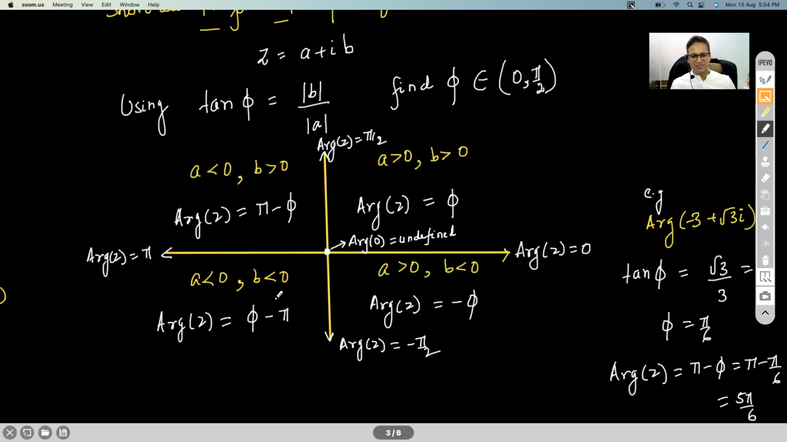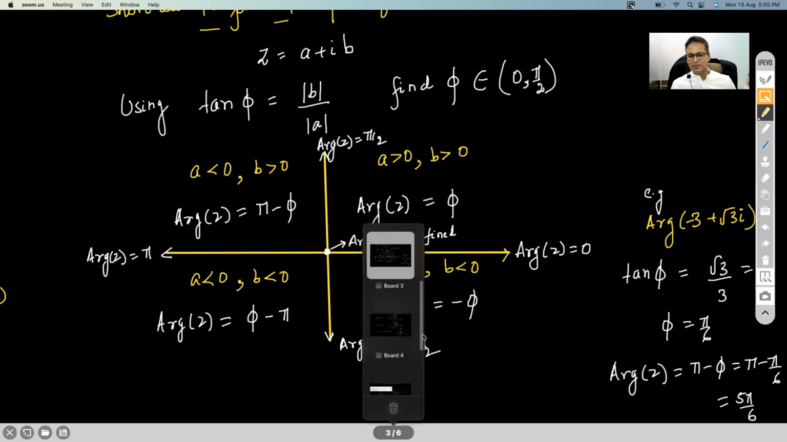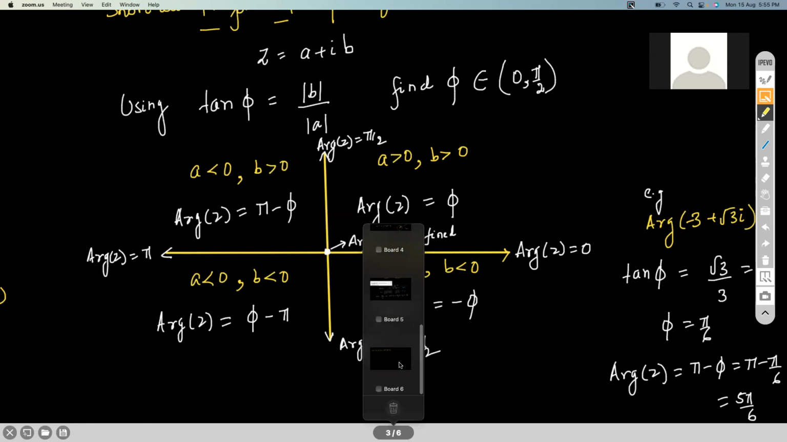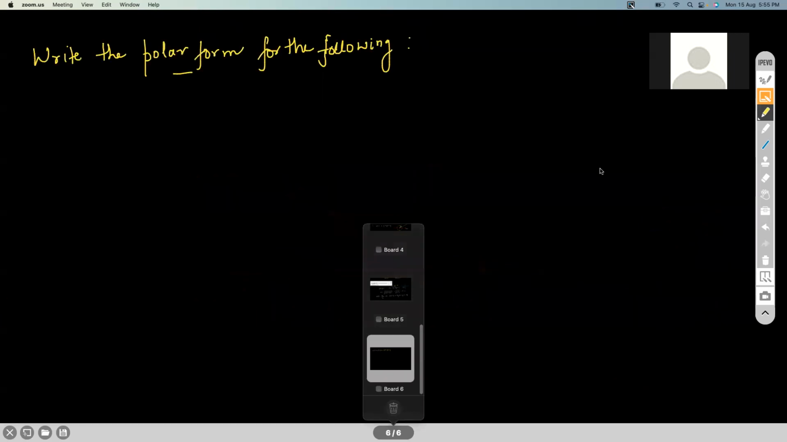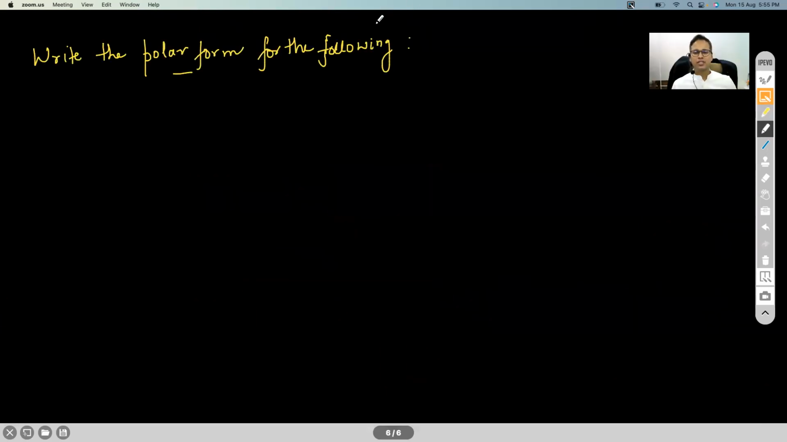See this. Kaustubh, not Krishnendu, Kaustubh. Why did I subtract pi from phi? This is the reason. Because a and b are negative, isn't it? Clear, Kaustubh? Okay. You are unmuted. Let me mute you.